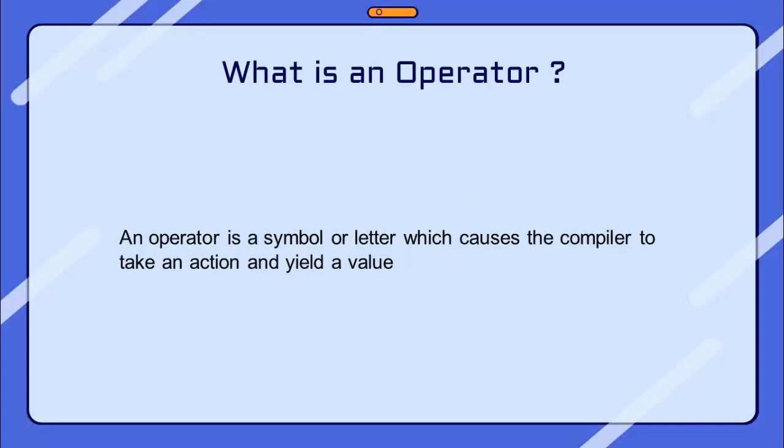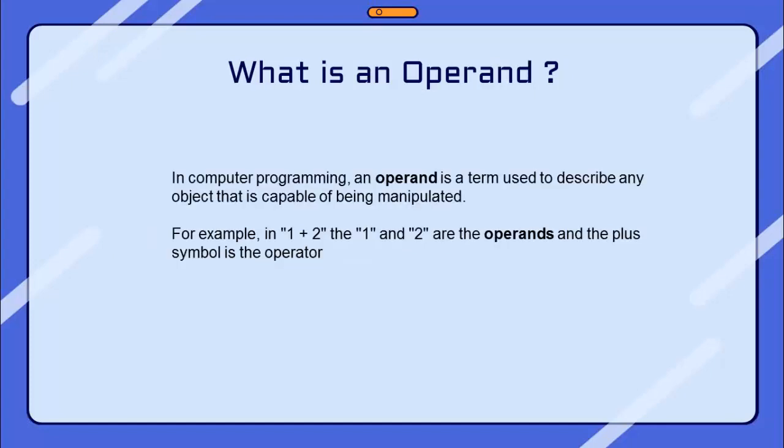What is an operator? An operator is a symbol or letter which causes the compiler to take an action and yield a value. What is an operand? In computer programming, an operand is a term used to describe any object that is capable of being manipulated. For example, in 1 plus 2, 1 and 2 are the operands and plus is an operator.